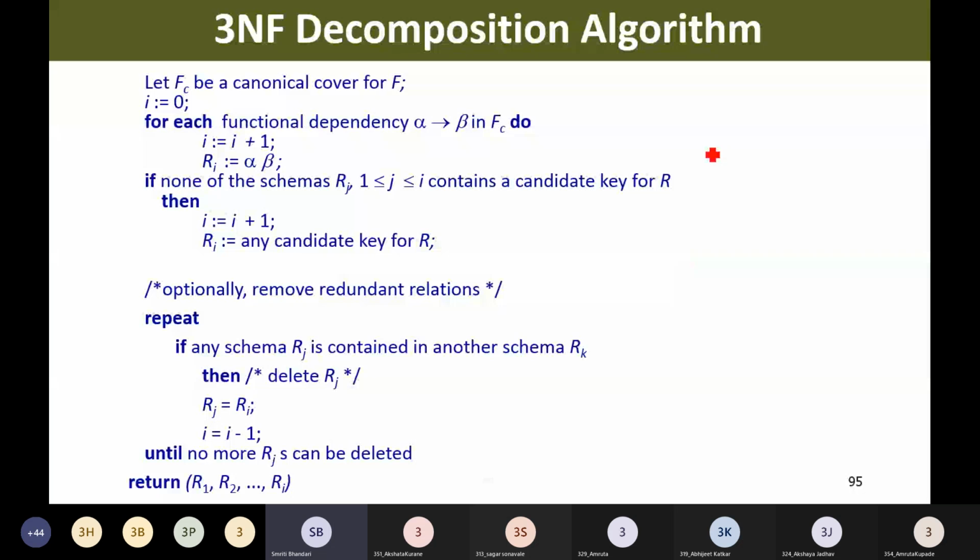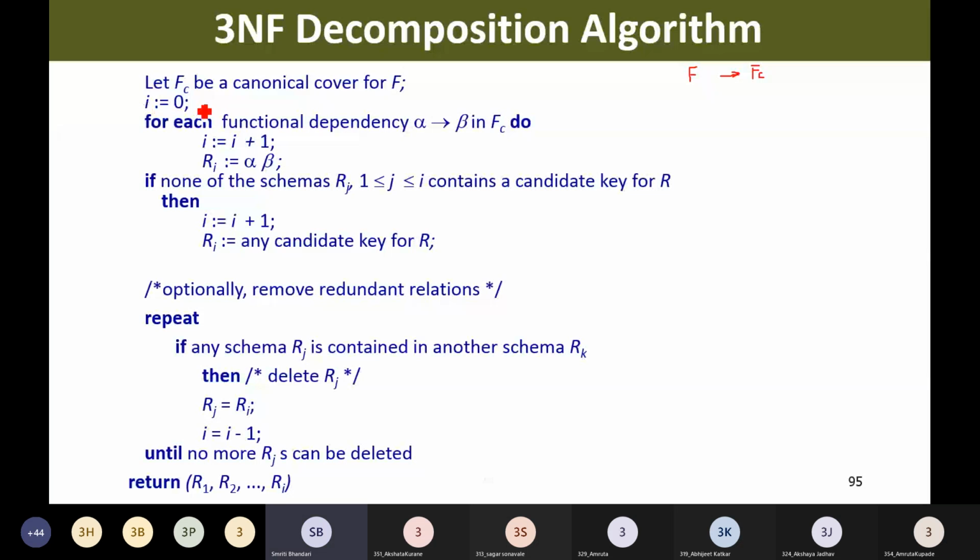What is the first step in this algorithm? Let FC be a canonical cover for F. What does this mean? Usually we are provided with the set of functional dependencies F. In 3NF, we require the set of dependencies FC. That means in step number 1, we need to convert our set F into its canonical cover. So we'll be using the canonical cover here. Let us assume that we have computed the canonical cover FC.